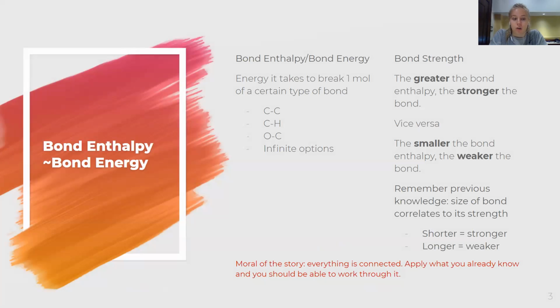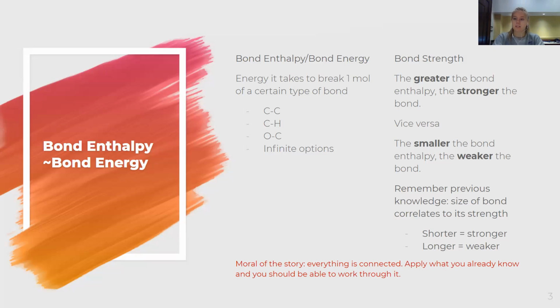Okay, so bond enthalpy. Bond enthalpy pretty much is bond energy. It's going to be specifically the energy it takes to break 1 mole of a certain type of bond. Now, these certain types of bonds can be anything really. It can be carbon-carbon, it can be hydrogen-hydrogen, or you've got a carbon-hydrogen or an oxygen-carbon, like it says right here on the slide, or it could be a carbon-oxygen, and it really doesn't matter because there are infinite options.